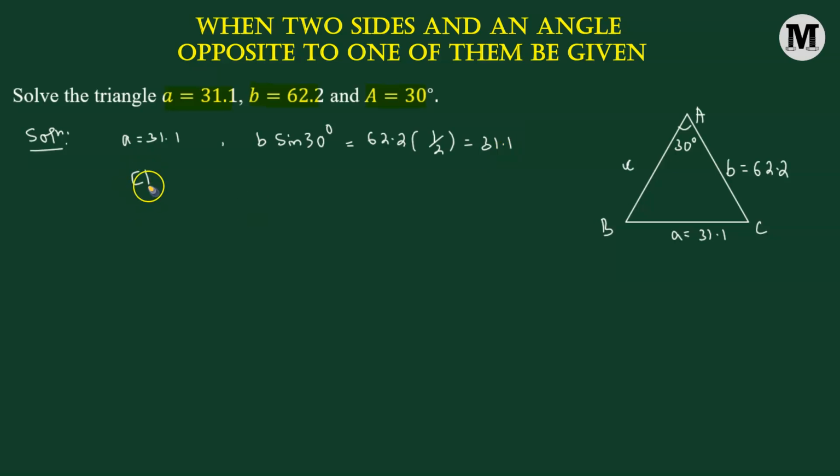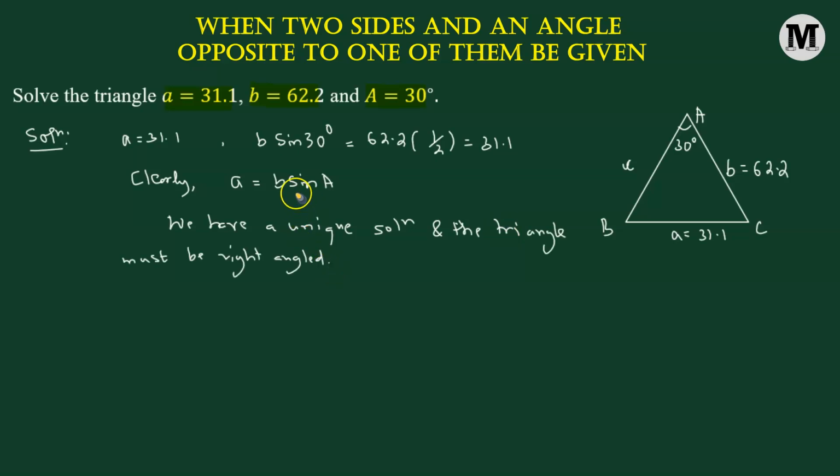Now clearly we can see that the measure of side a is exactly the same as b times sine of angle A. What does it tell us? Whenever we have this particular criterion, we get a unique solution. So here we have a unique solution, and also the given triangle must be a right angle triangle. So let's now check which particular angle of this triangle is the right angle.